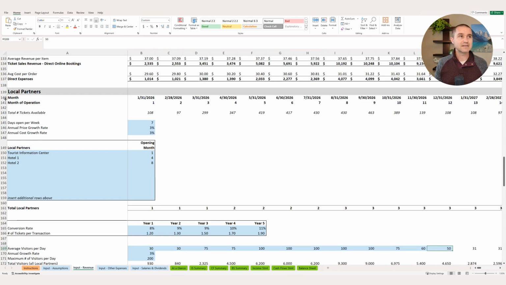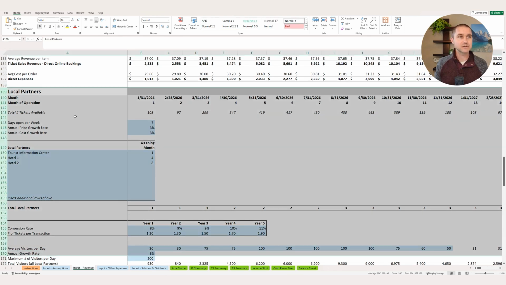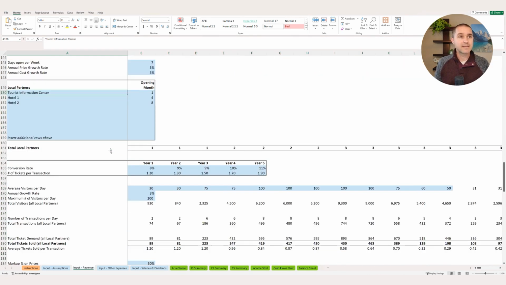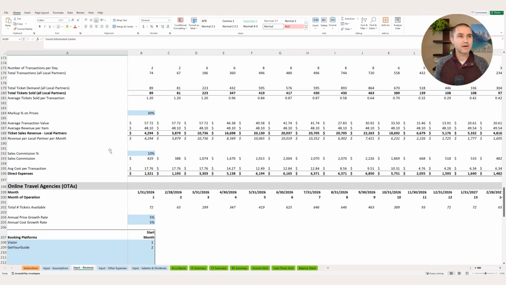And then if you wanted to hide the section altogether, so let's say we're not going to have local partners, you can just highlight the section, right click and click hide, for example. Okay. I'm going to unhide that for now, but just wanted to show you how that would work. You can also set a sales commission. So with those local partners, you're probably going to pay us a sales commission, right?